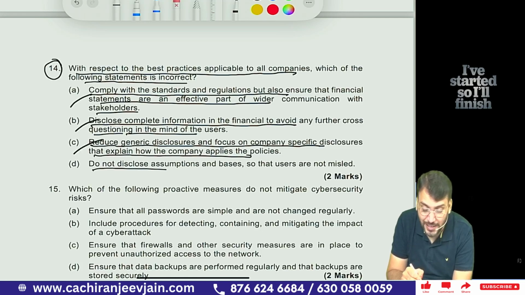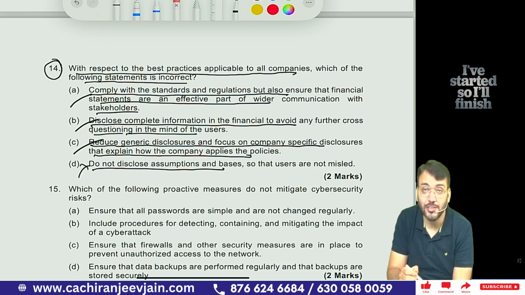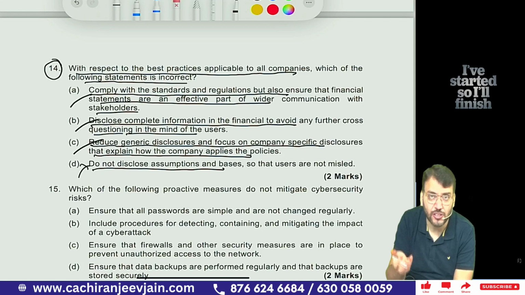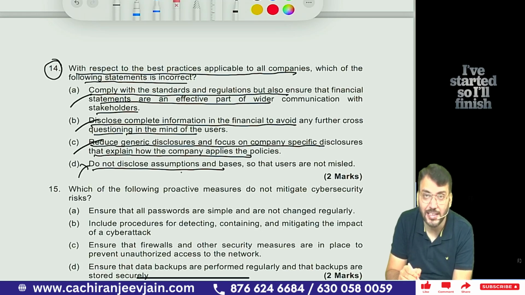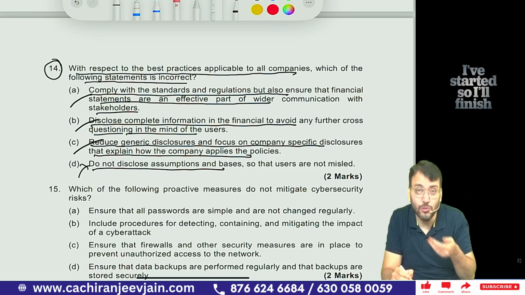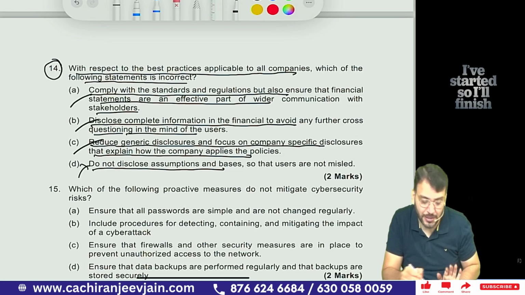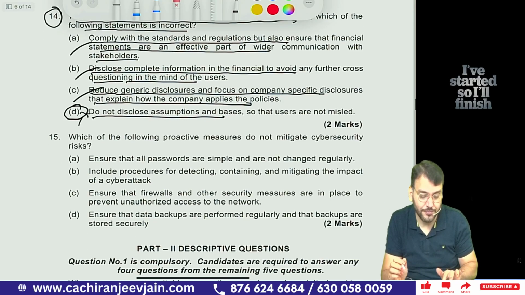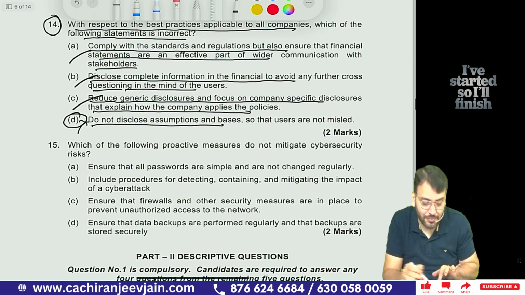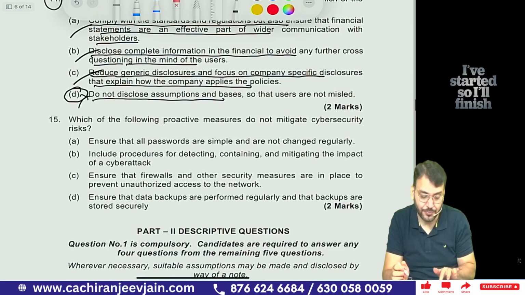Do not disclose the assumption and basis. This is not correct, because as per Ind AS 1 and as per the conceptual framework, we should disclose all the assumptions and basis that are used for the preparation of financial statements. So option number D is not correct. Means for this, you need to tick option number D.